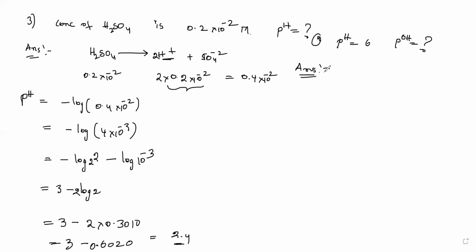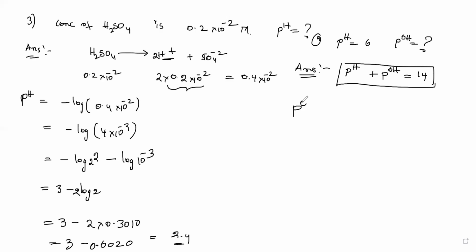For a given question, pH is given as 6. We want to calculate the pOH. So how do we calculate the pOH? We should know one equation compulsorily. For any solution, pH plus pOH is always equal to 14.